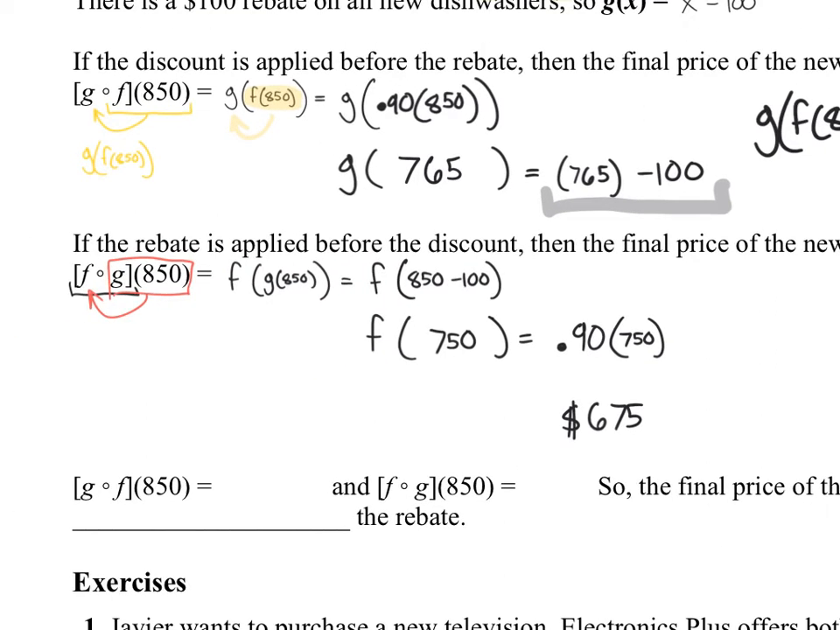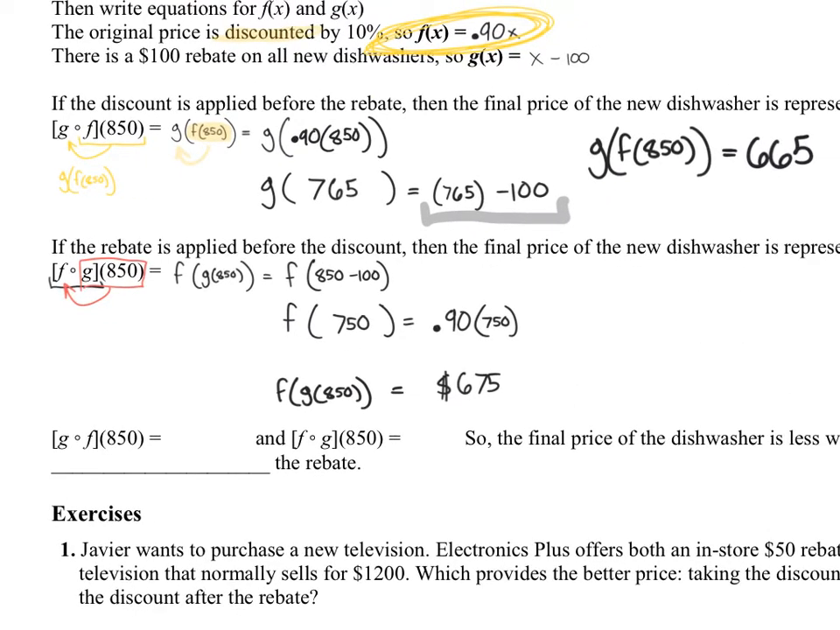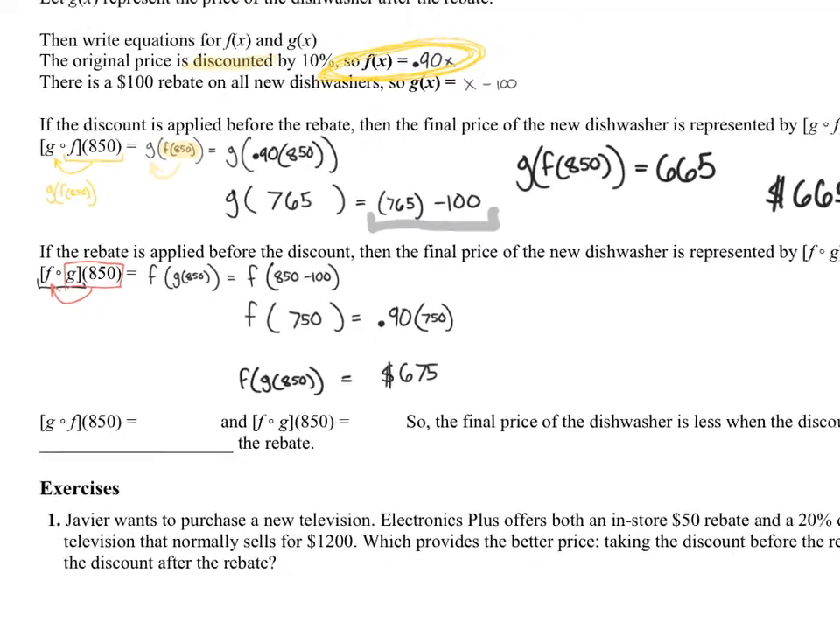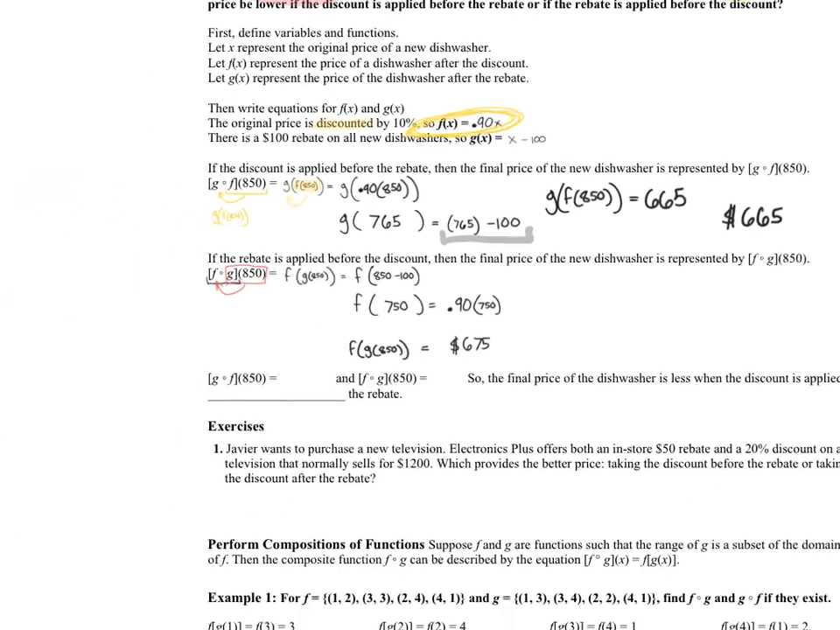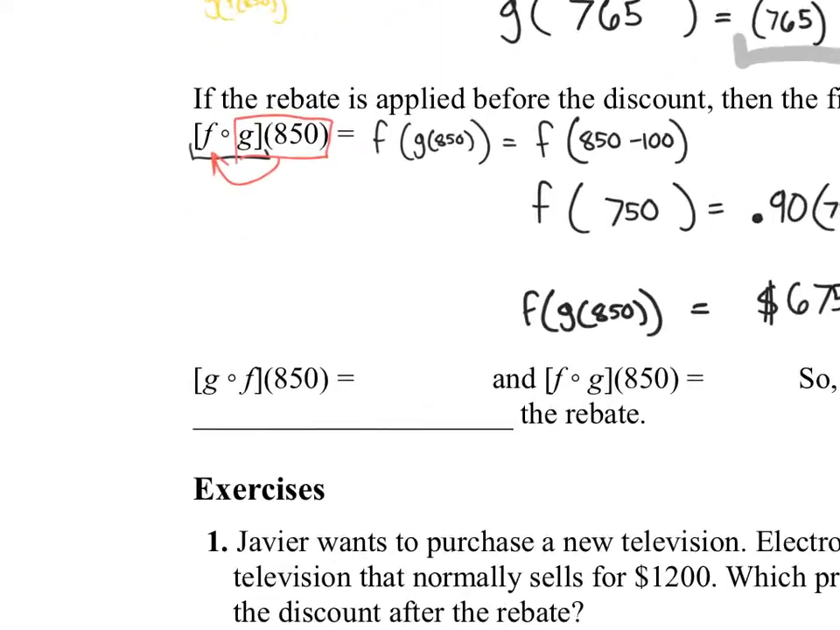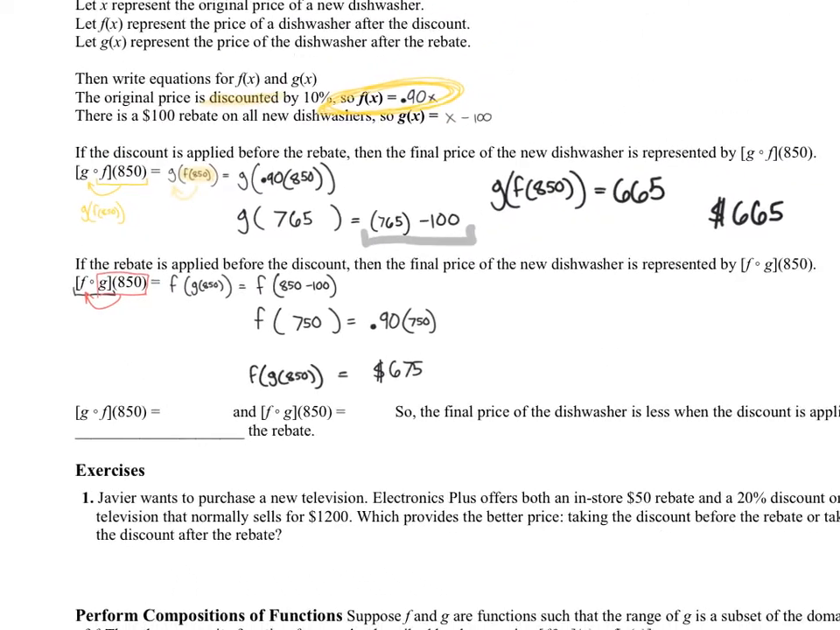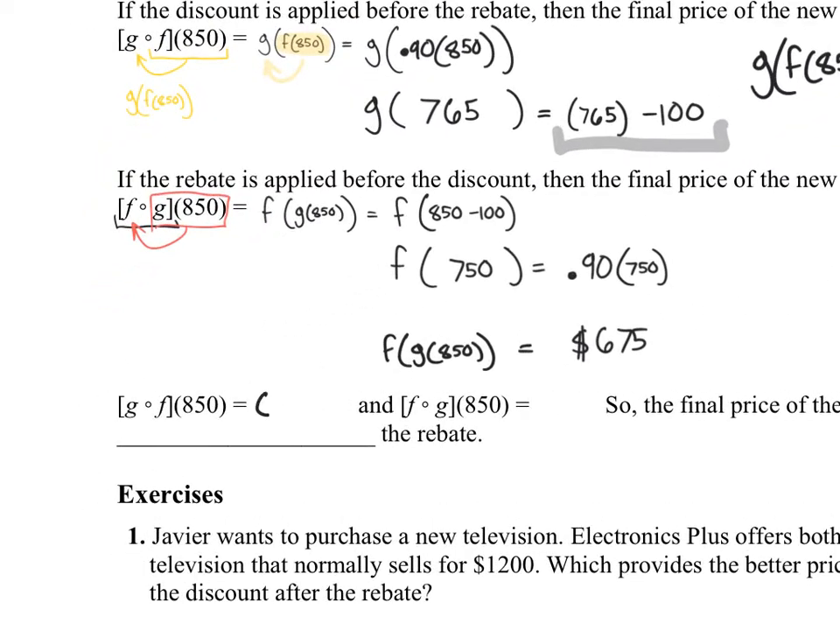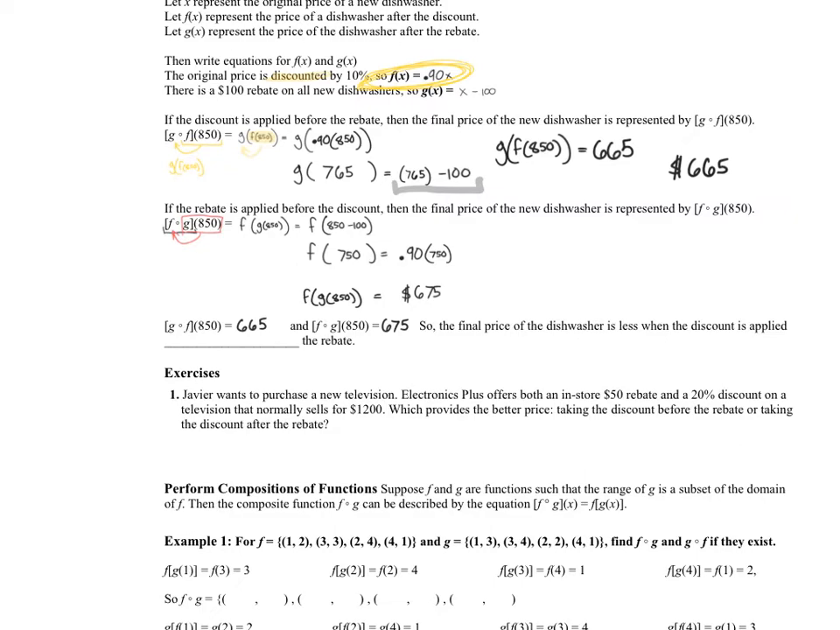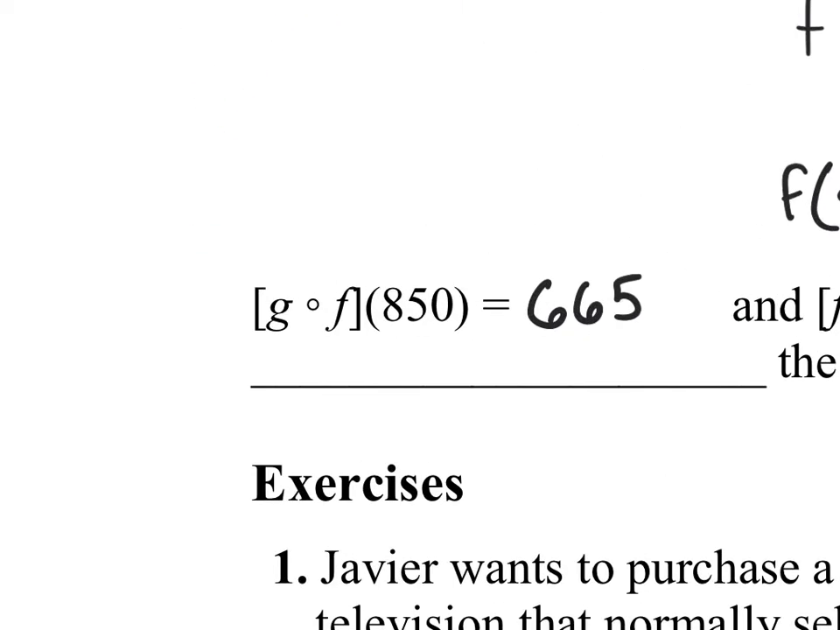So what that's telling us is that if we did the mail-in rebate first, and then we took 10% off the remaining price, it'd be $675. So you can see that they are different. When I do the 10% off first, we get $665. When we do the mail-in rebate first, we get $675. So the final price of the dishwasher is less when the discount is applied before.